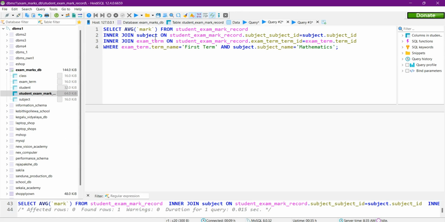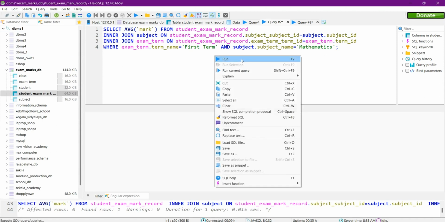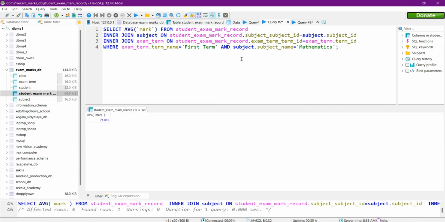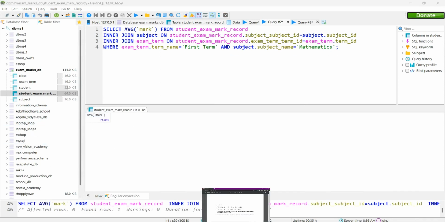the subject table and the exam term table. After that, finally we have given two conditions saying that the term name should be first term and the subject name should be mathematics. So this is the query for the first question. I'm going to execute this query and let's see the answer. So we got an answer. This is the answer for the first question.